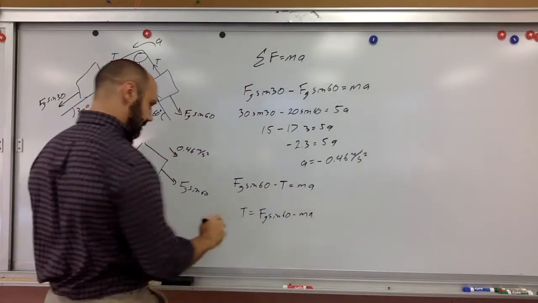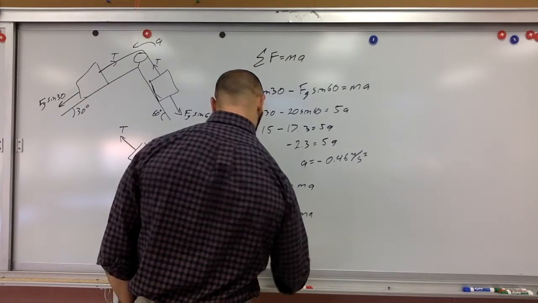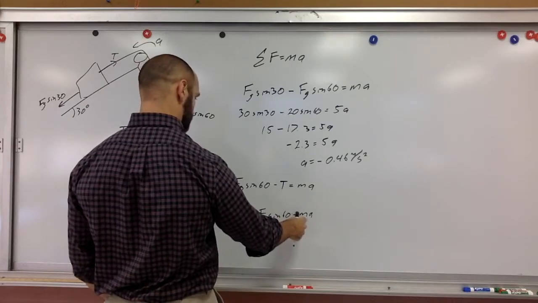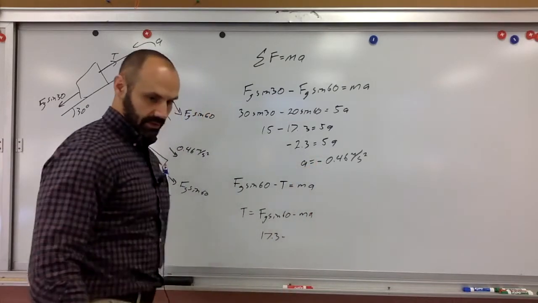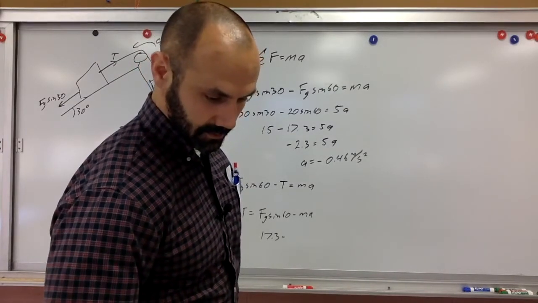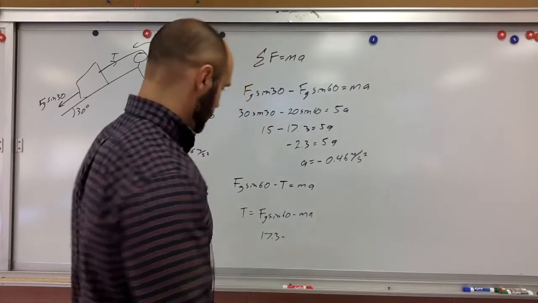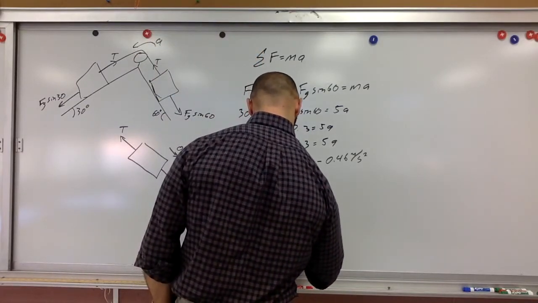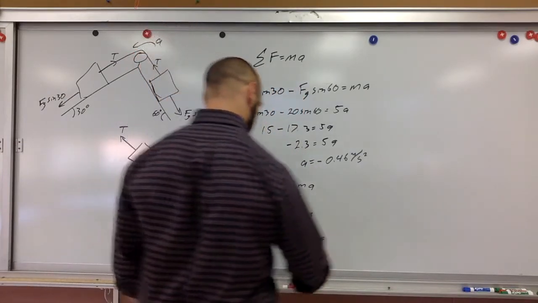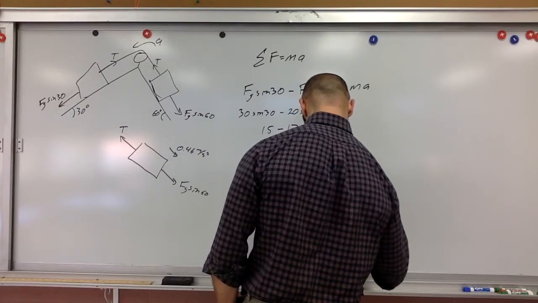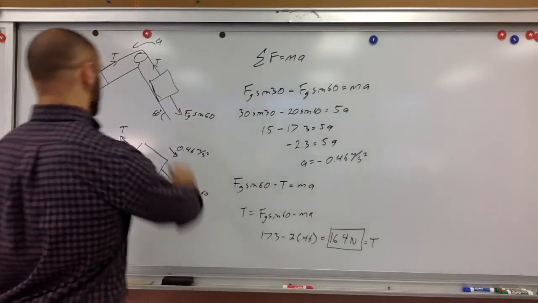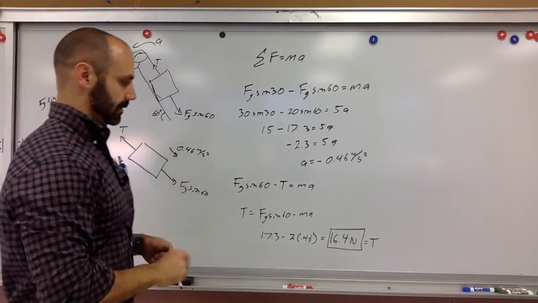Right, solve that. So this is 17.3 minus 2 times 0.46. If you do that, minus 2 times 0.46, you should get 16.4 newtons, about. So that's what the tension is in the cord, and the tension is going to be the same in both places. Okay, and that's it.